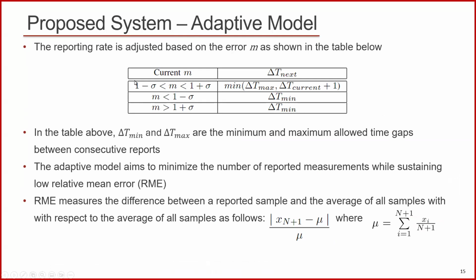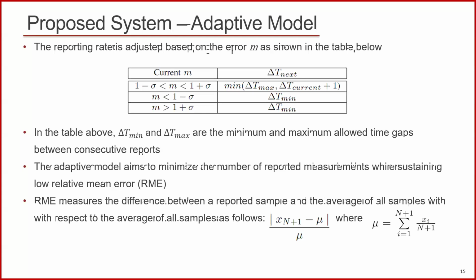So if we have accurate prediction, or if the error m is within sigma from unity, we'll set delta t next to be the minimum of delta t max and delta t current plus 1. So we either increase the current sampling duration by 1, or use Tmax, depending on the value we set for Tmax, because after all, we don't want to increase the duration too much, otherwise that will affect the accuracy. So we should have an upper bound on the time duration.